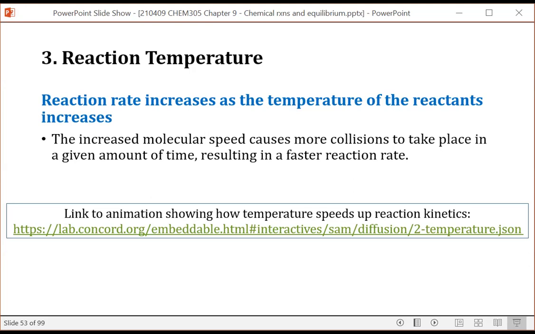And because you're going to have more collisions, you're going to have more collisions that happen in the right orientation, proceeding to a chemical reaction. So I love this online simulator that illustrates this. I put the link in the slides, and let's go over to that simulator to show it.